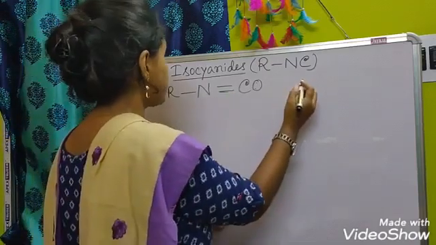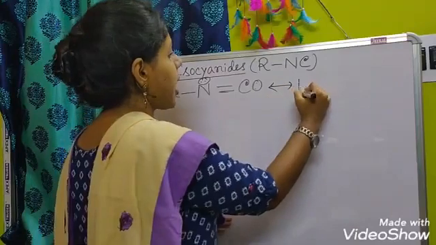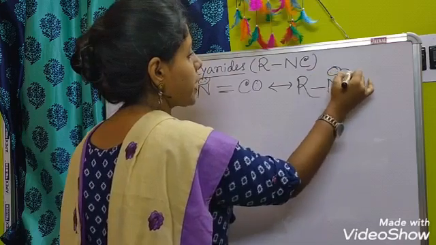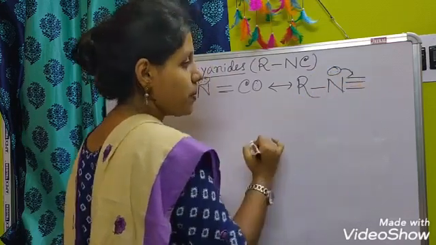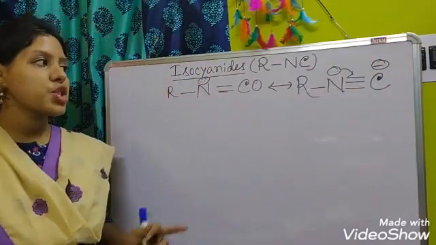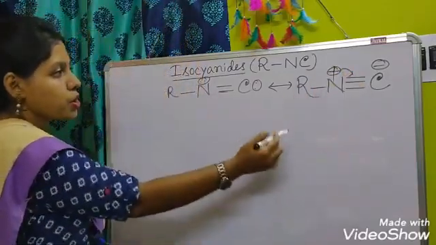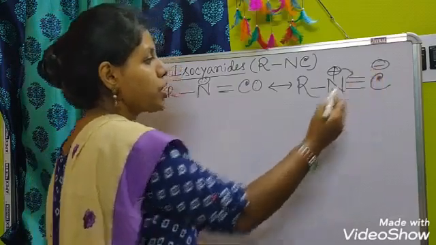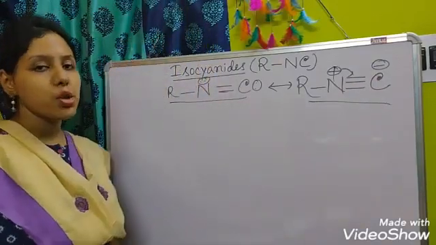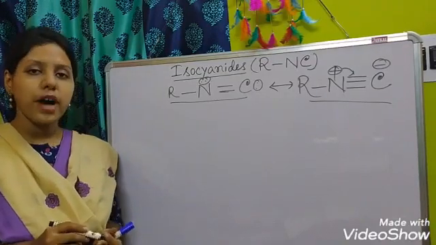Or also we can write it like this. It can also be written like this: capital R, single bond, N. If this lone pair comes at this place, then there will be one triple bond and there will be a minus charge on the carbon atom. So it will become plus. So R single bond N plus, triple bond C minus. So this is the basic structural formula of isocyanides. Clear? So next we will know about the nomenclature of isocyanides.